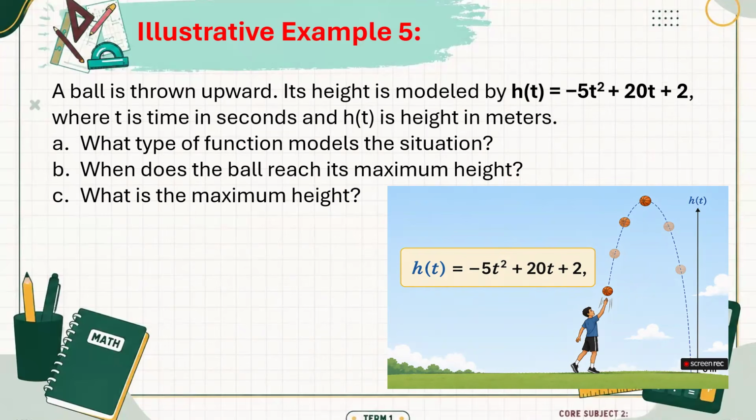First, we look at the highest exponent. We have a t squared. So what type of function is this one? Very good. This is a quadratic function.